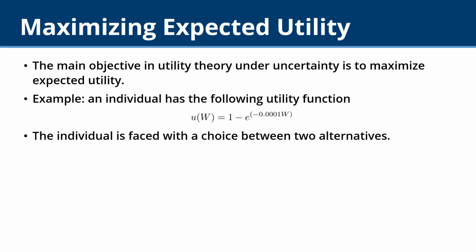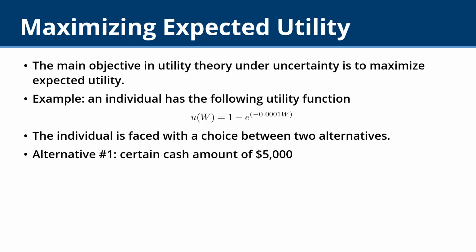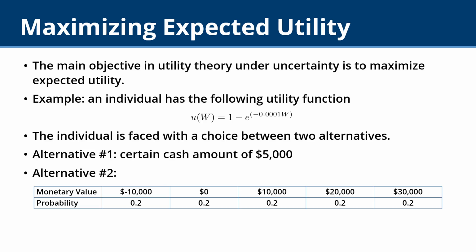So let's say the individual is faced with the following two alternatives. Alternative one is a certain cash amount of $5,000, so it's a 100% guarantee of $5,000. And then alternative two has different probabilities associated with these monetary values. There's a 20% chance that the decision maker will lose $10,000, 20% chance that it'll yield nothing, 20% chance of a $10,000 gain, 20% chance of a $20,000 gain, and a 20% chance of a $30,000 gain.